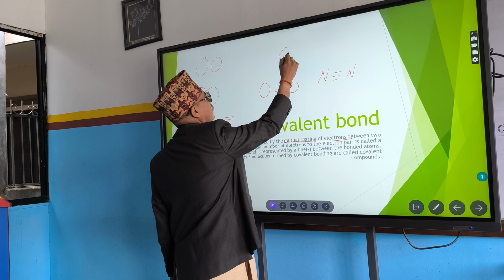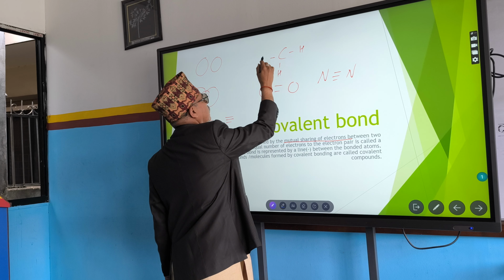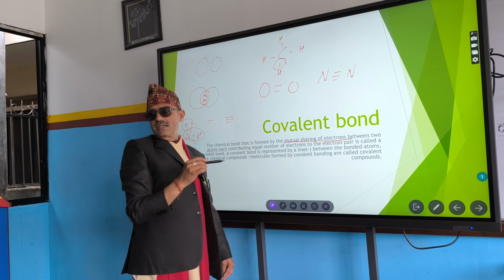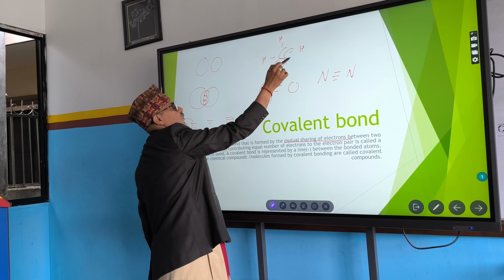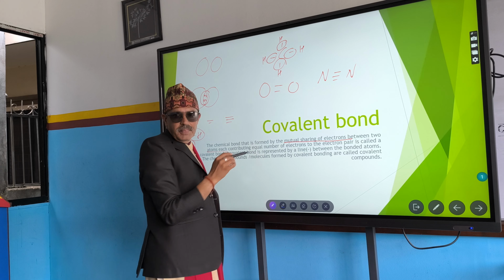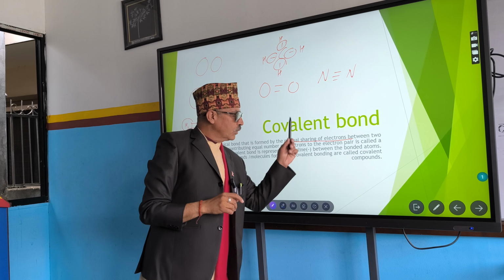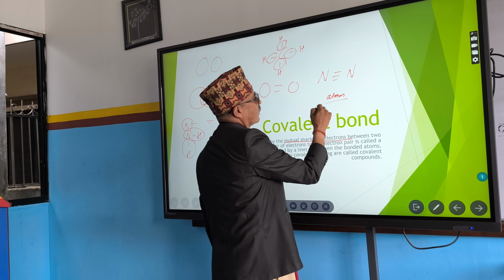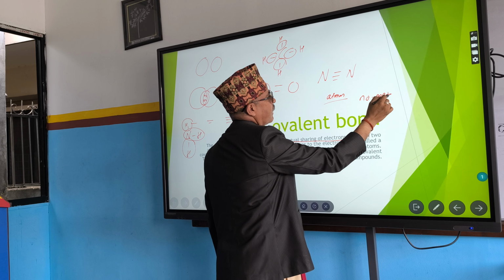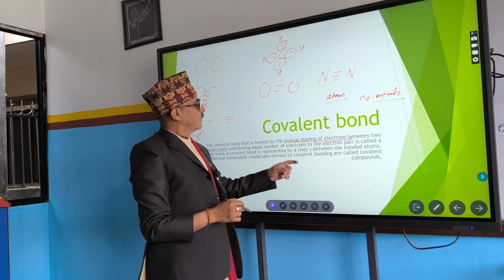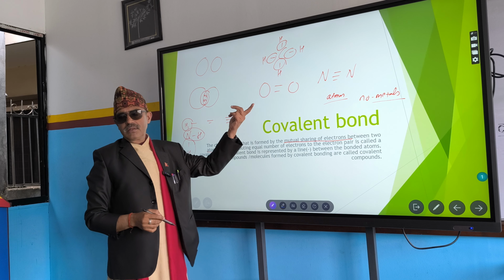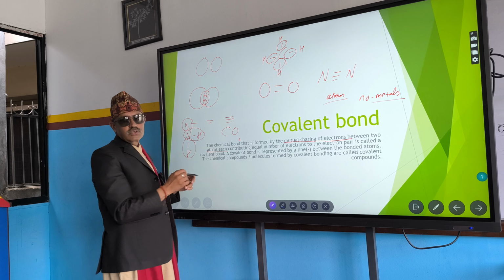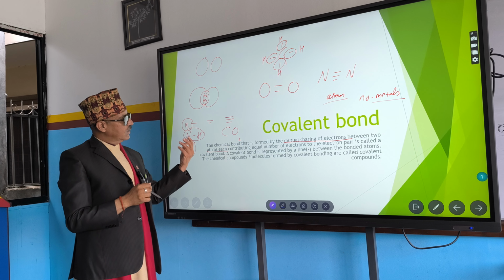If I write CH4, between carbon and hydrogen, how many pairs are shared? One pair here, one pair here, one pair here, one pair here. If there is mutual sharing of electrons, then all the atoms are non-metals. Carbon and hydrogen both are non-metal. Nitrogen and hydrogen both are non-metal. Carbon and oxygen are also non-metal, right? Hydrogen and oxygen are non-metal.